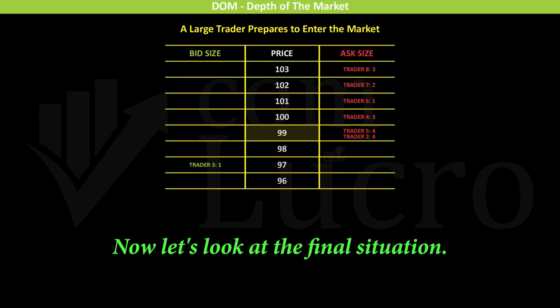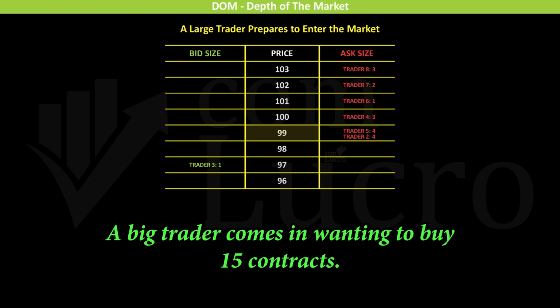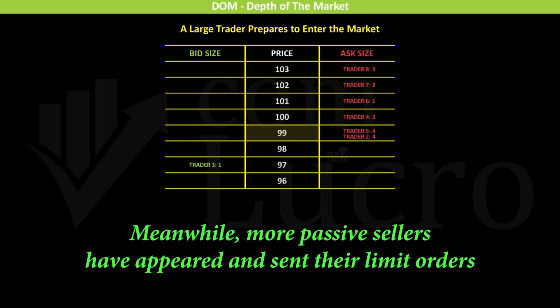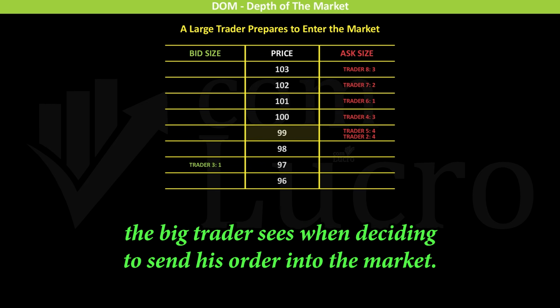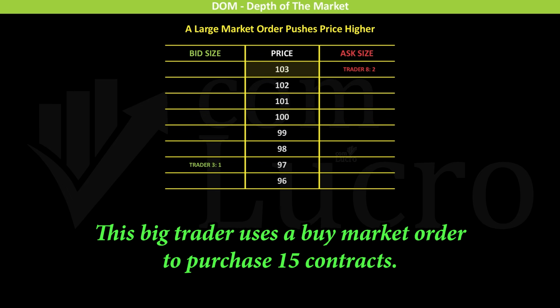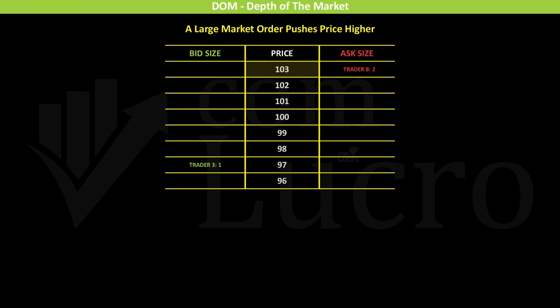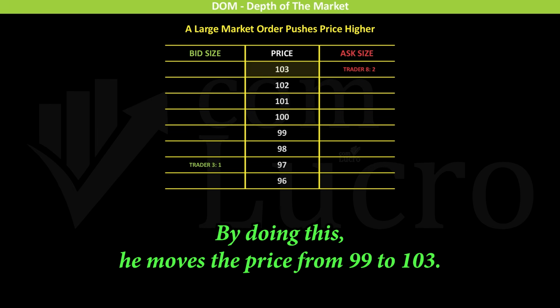Now, let's look at the final situation. A big trader comes in wanting to buy 15 contracts. Meanwhile, more passive sellers have appeared and sent their limit orders into the market. The last price is 99, the price at which the most recent trade took place. This is the price the big trader sees when deciding to send his order into the market. This big trader uses a buy market order to purchase 15 contracts. By doing this, he moves the price from 99 to 103.